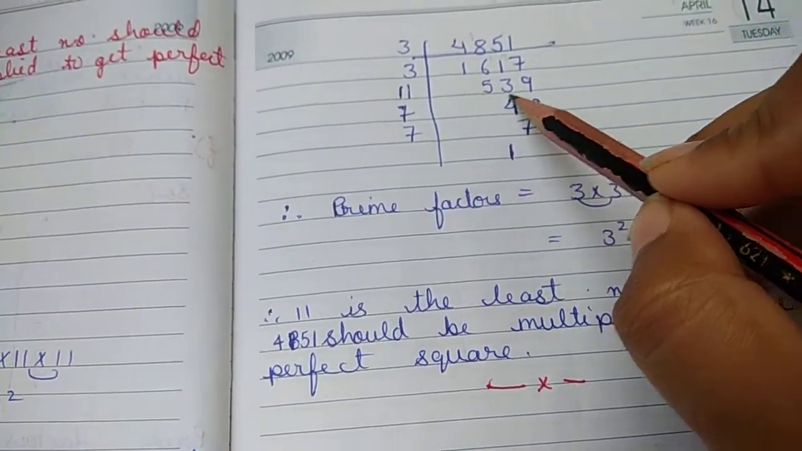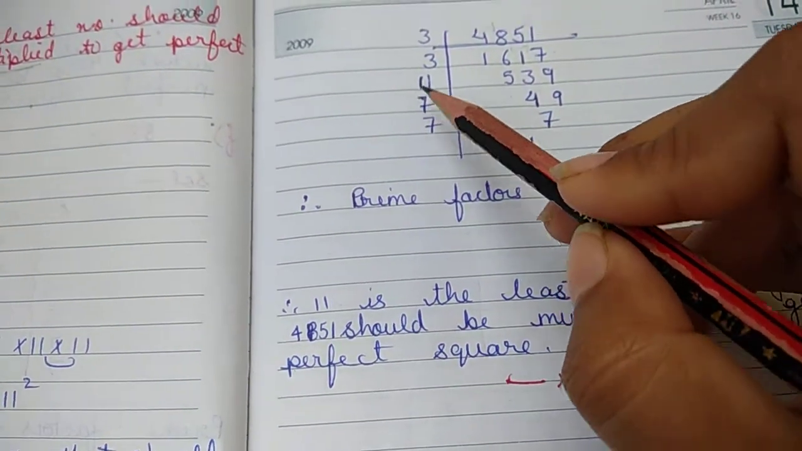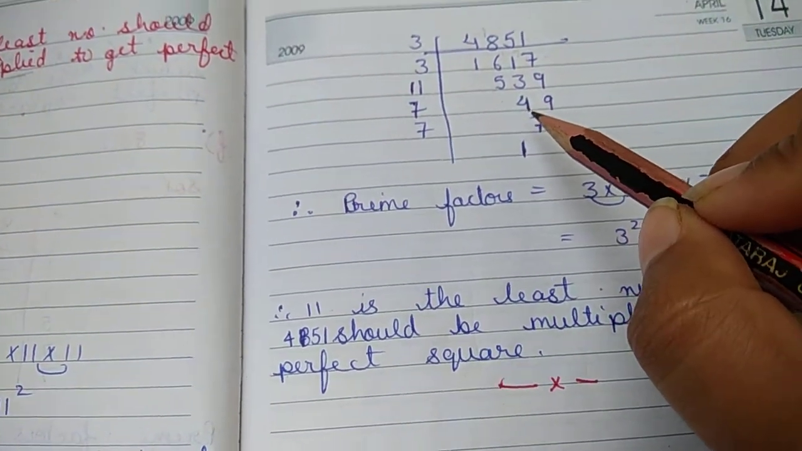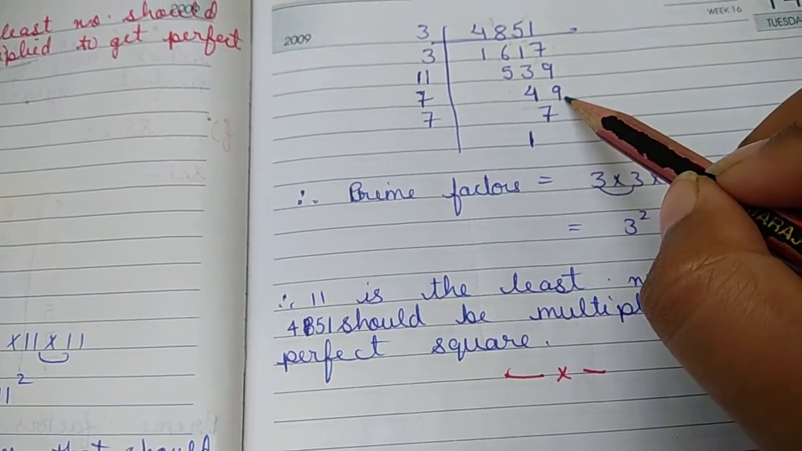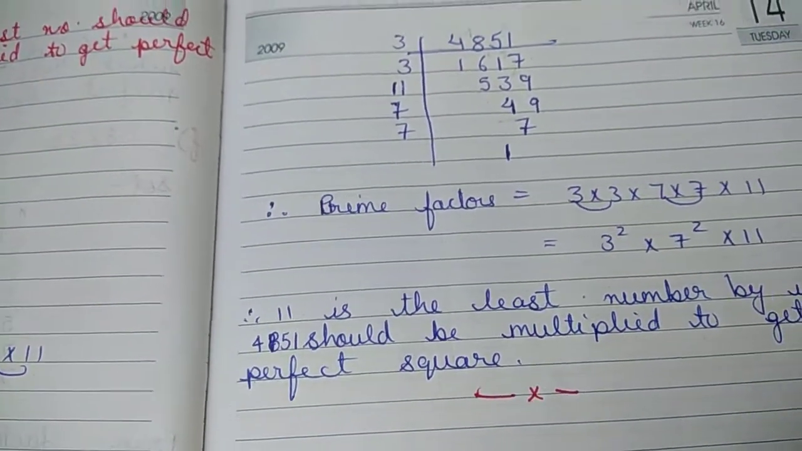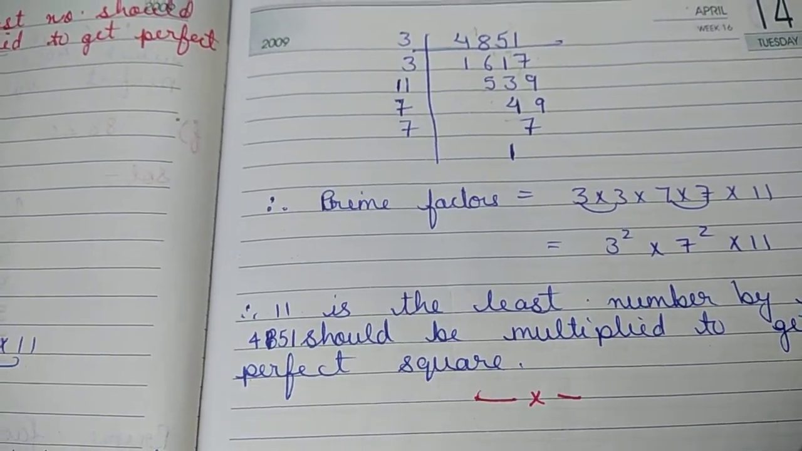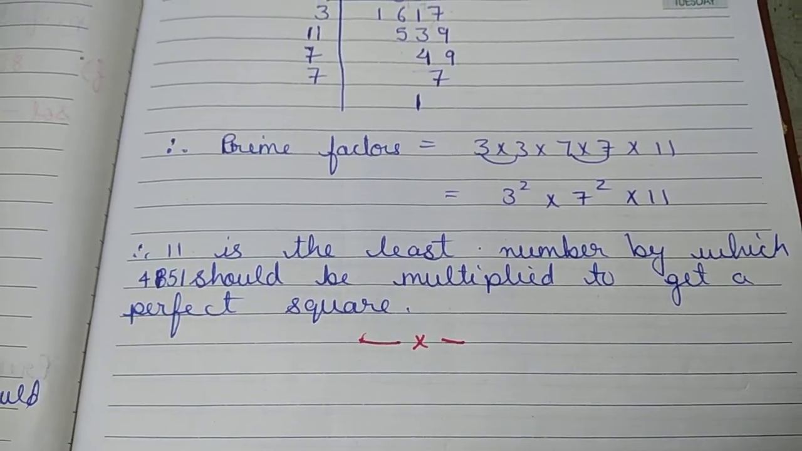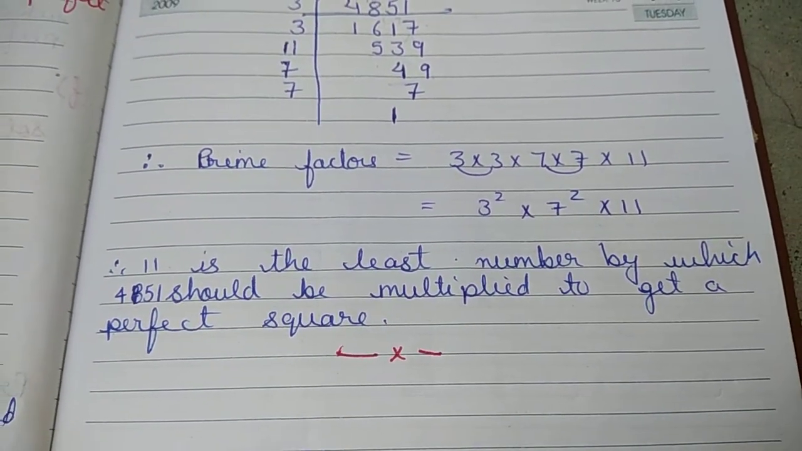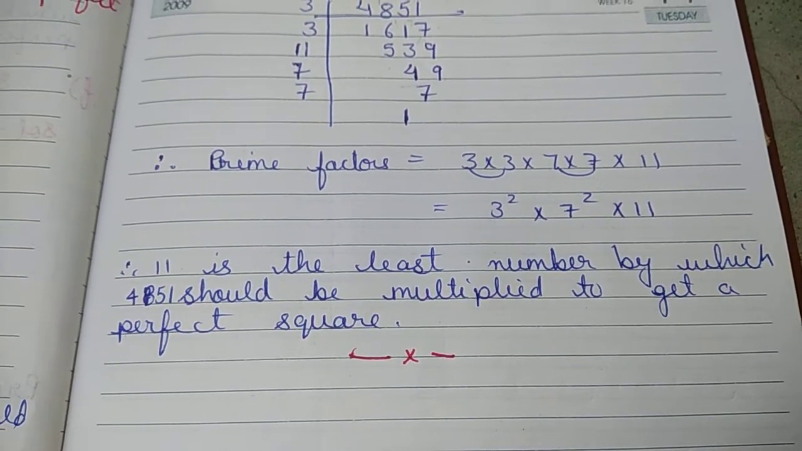Then after this I've taken it by 11. So 11 4s are 44, 9 is left, 11 9s are 99. What we have got? 49. It can again go with 7. So 7 7s are 49 and then 7 1s are 7. So what are the prime factors? Prime factors would be 3 into 3 into 7 into 7 into 11.